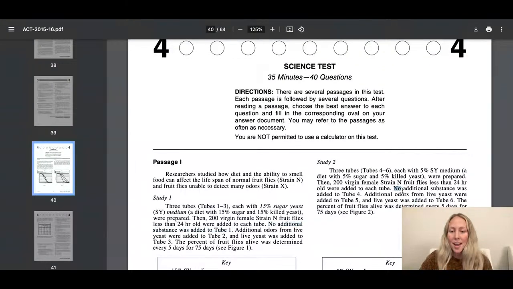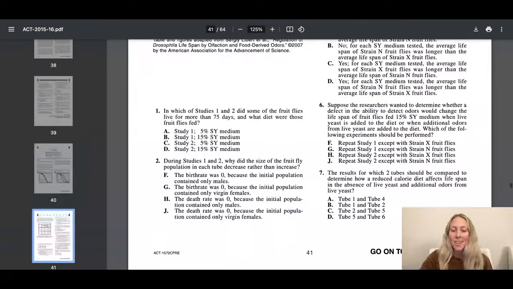No additional substance was added to tube 4. Additional odors from live yeast were added to tube 5. Live yeast was added to tube 6. We want the absence of live yeast, absence of additional odors. It's going to be 1 and 4. A is our answer. Awesome.